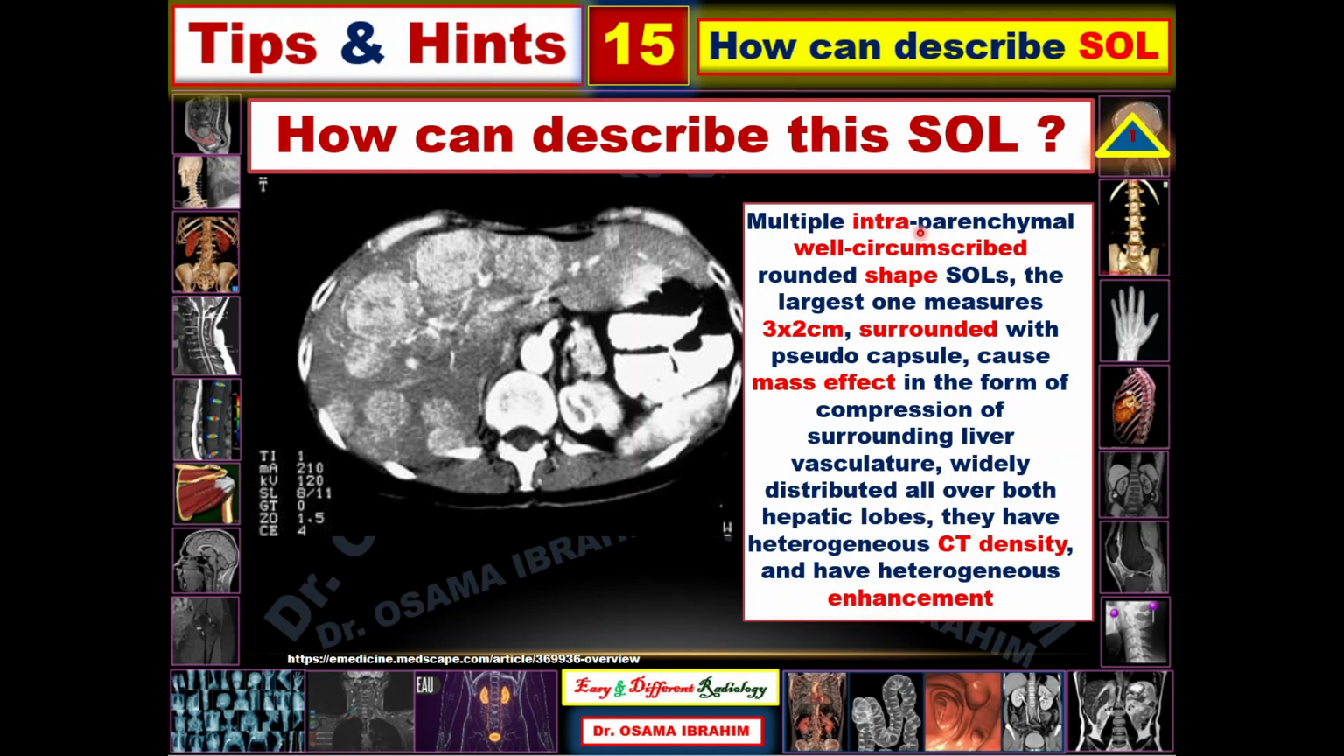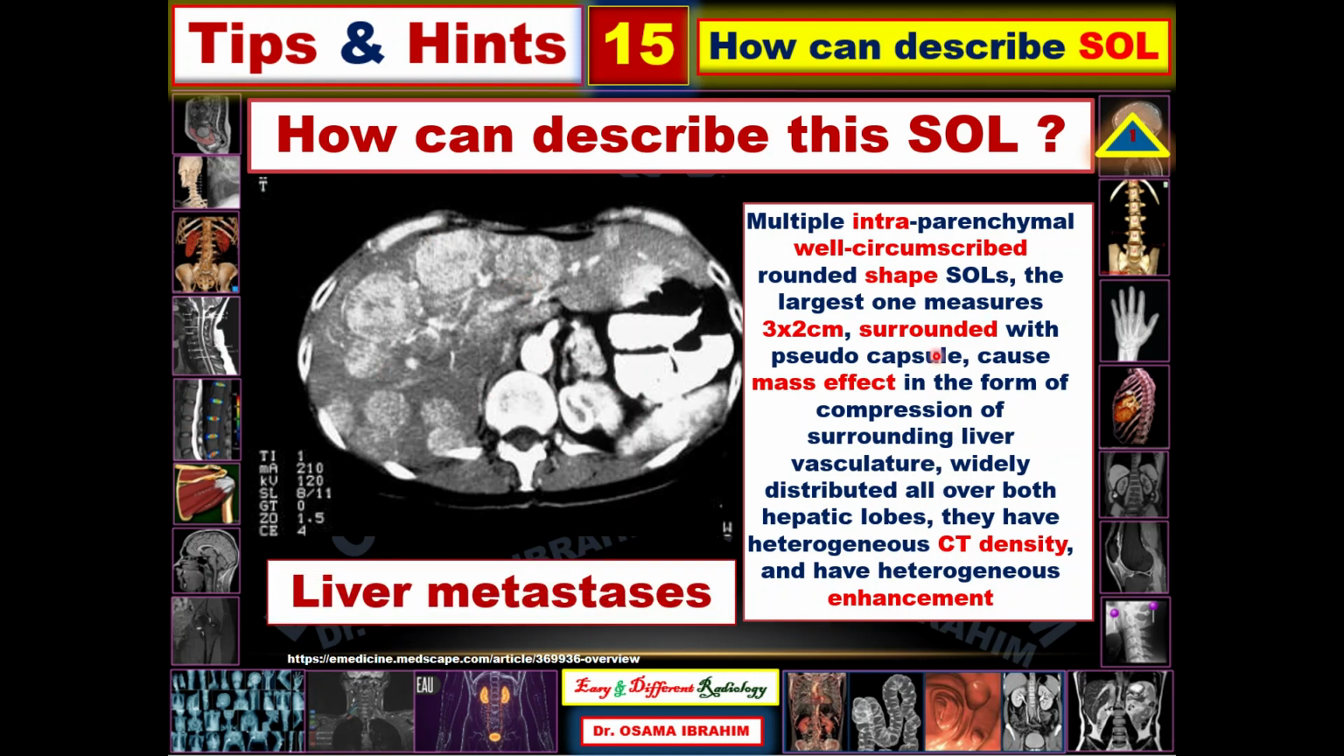One of them you mention at the start of the comment, and the last one according to the enhancement. Because the study is with contrast, there is heterogeneous enhancement of these lesions. So now you can include the 10 items of description. After that you can easily diagnose it as liver metastasis.